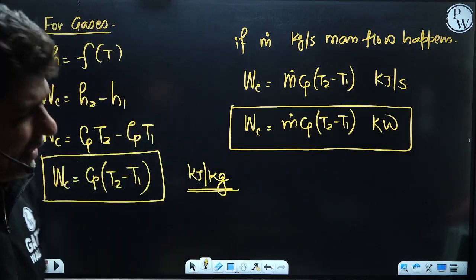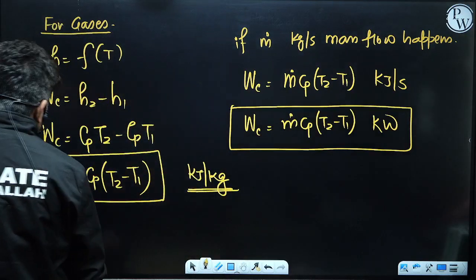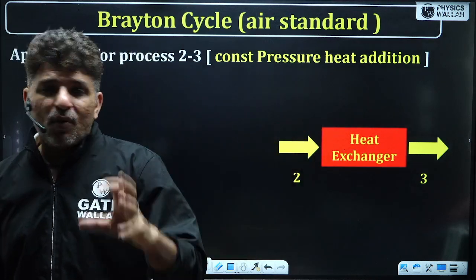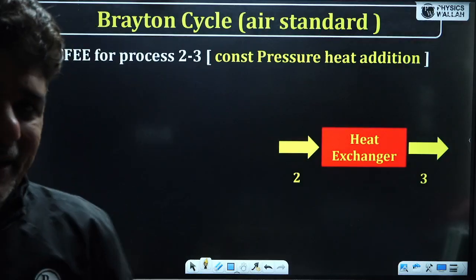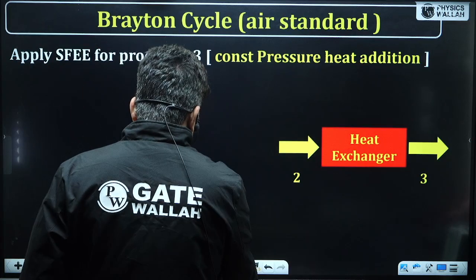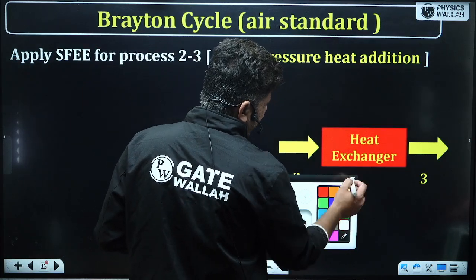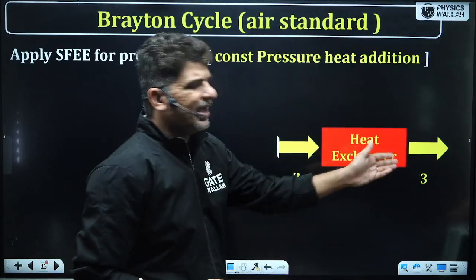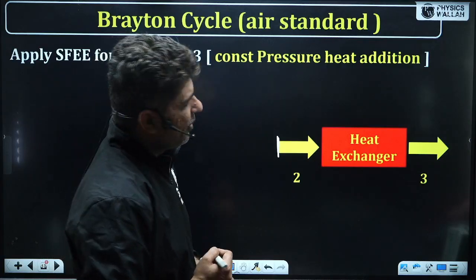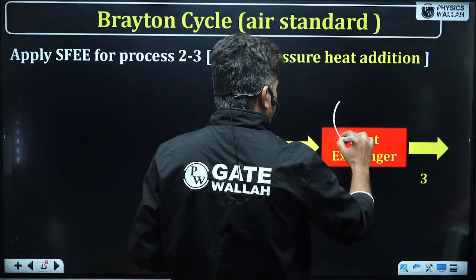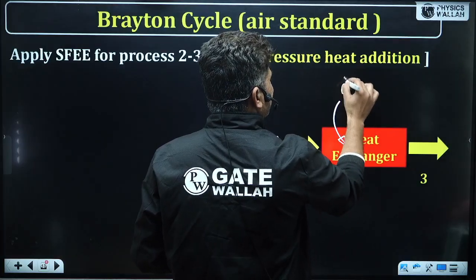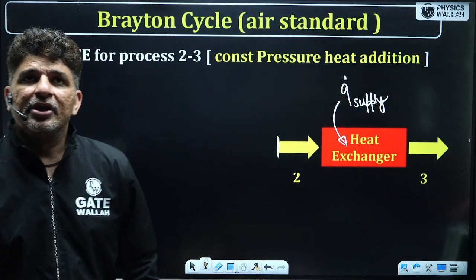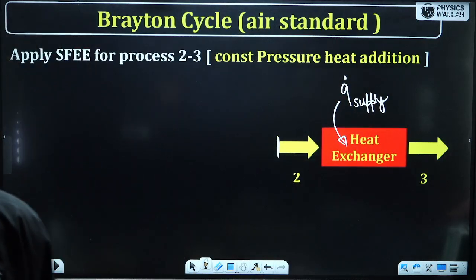Okay. Now let's go to the second device, which is called the heat exchanger. So what is happening in the heat exchanger of a gas turbine? You see that there is a gas which is entering over here at location 2. There will be a gas which is going out. The same gas would be going out at location 3. But there will be certain heat supply. So you will be given Q supply. Okay, so heat supply is happening.